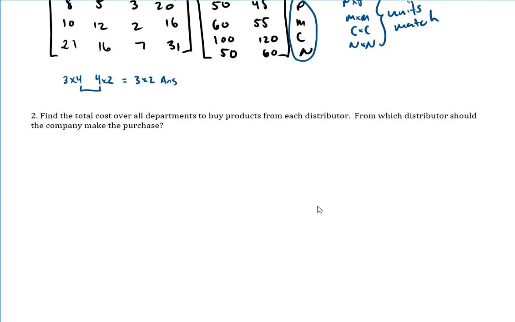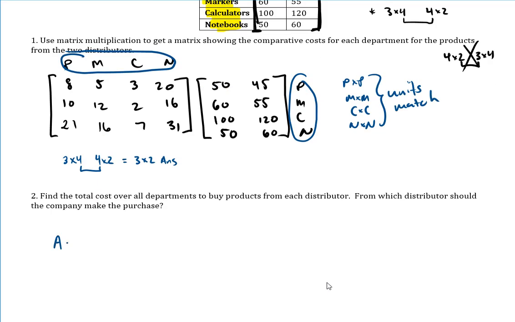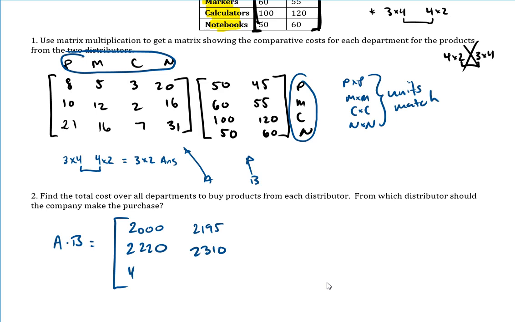Okay, so I'm just moving it to the side so I can rewrite it. Okay, so let's say, I'm just going to say like this, A times B. Okay, so I'm going to get a little messy. So this was matrix A, this was matrix B, and that's what we did. And we got 2,000, 2,195, 2,220, 2,310, 4,260, and 4,525. Okay, so this is the matrix.